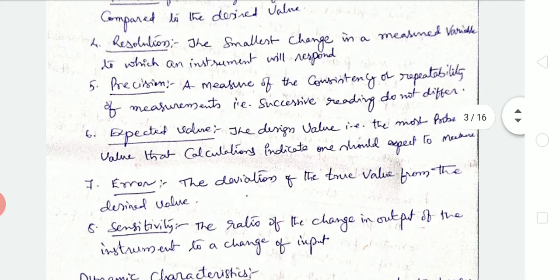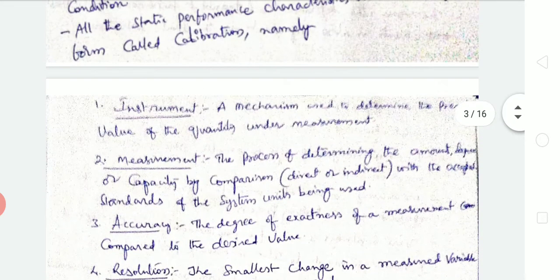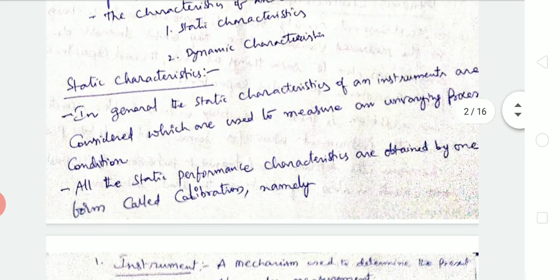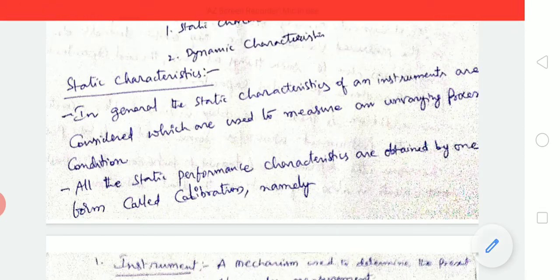Now let us see about static characteristics. In general, the static characteristics of an instrument are considered which are used to measure an unvarying process condition. All the static performance characteristics are obtained by one form called calibration.